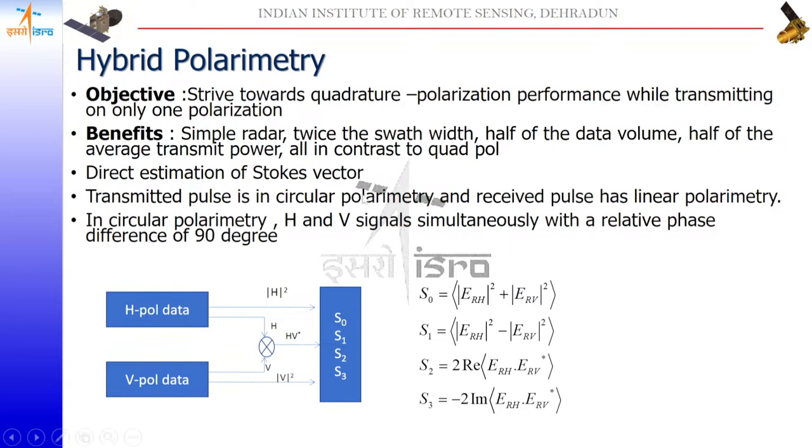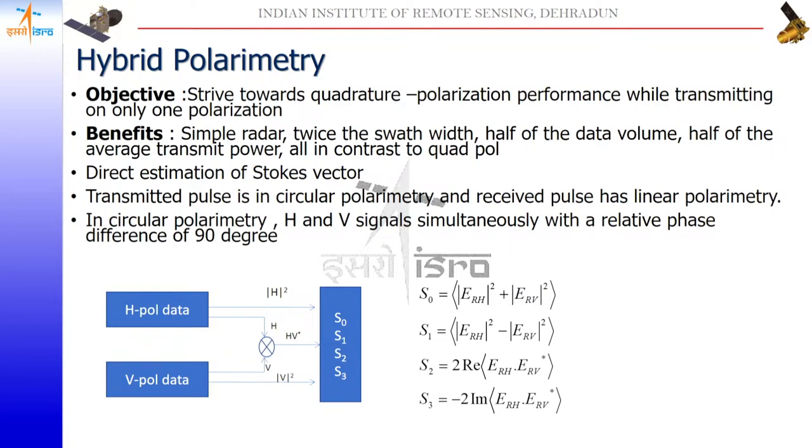So what is the solution? If we have dual polarization, then dual polarization has the full swath, the transmitted power requirement is also less, and the data volume is also less, because it is half of the data volume. So hybrid polarimetry evolved, in which we transmit as a circular polarization and receive as a linear polarization. Meaning if we transmit as right circular and receive as H and V, then we have two images, RH and RV.